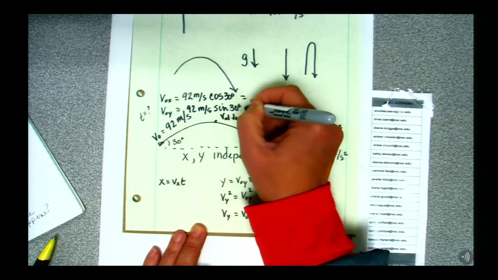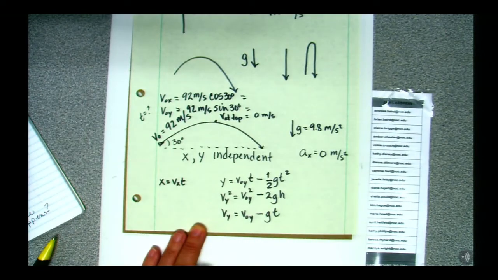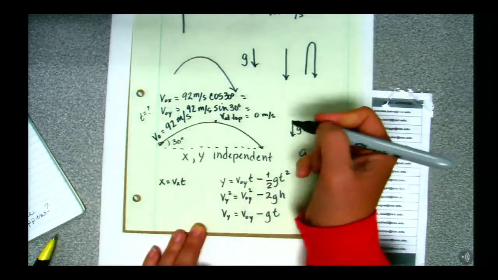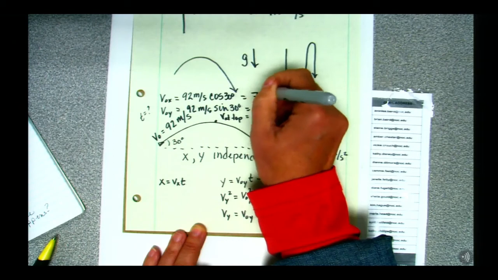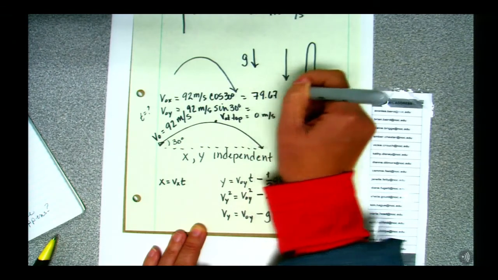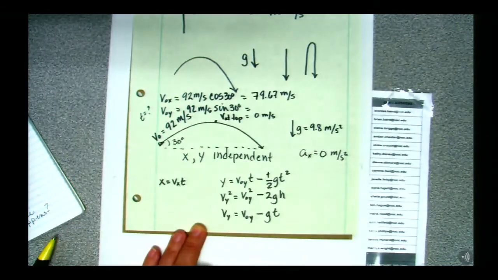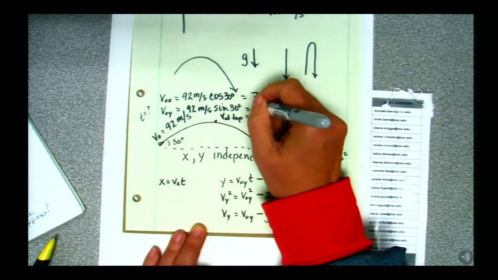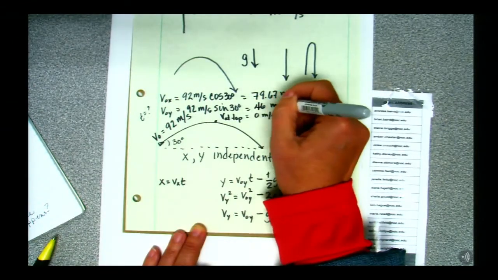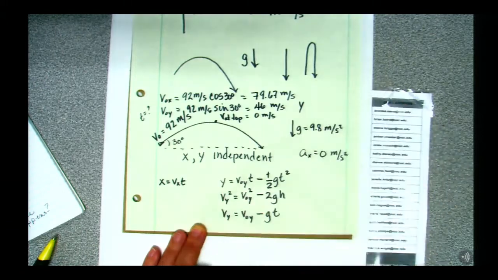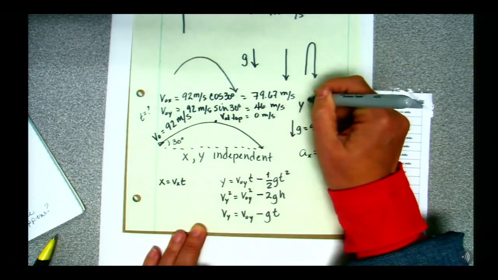And if I plug those into the calculator, that gives me 79.67 meters per second for the x direction. And it gives me 46 meters per second in the y direction. So that's my x direction, my y direction.